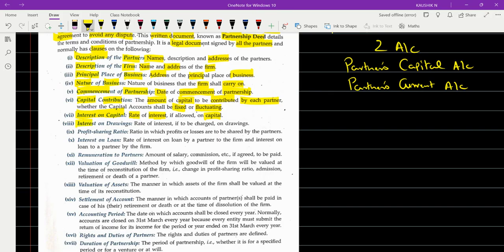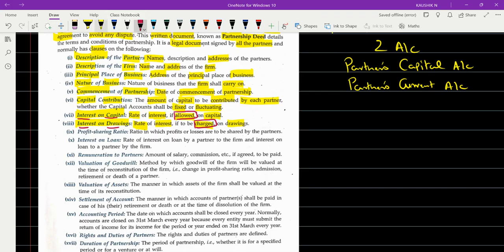Next talks about the interest on drawings. Here also it is based on the rate of interest that is going to be charged on drawings. Now you can look at these two words. When it is talking about your interest on capital, we are making use of the word called allowed. Whereas when it talks about your interest on drawings, we make use of the word called charged.